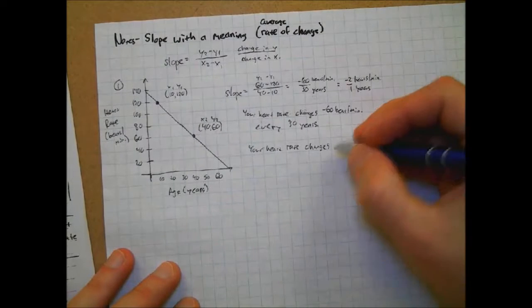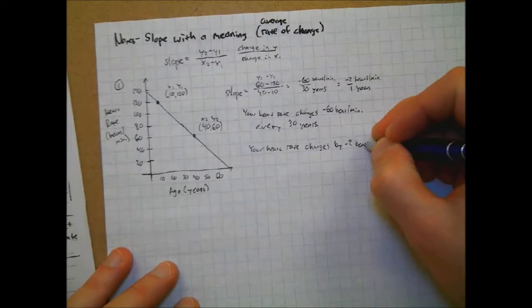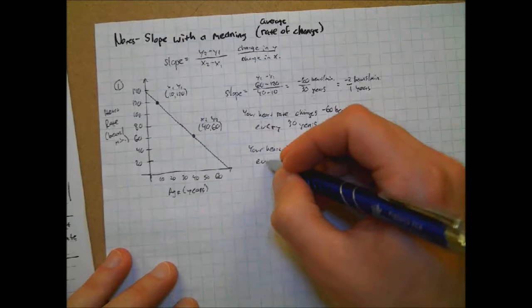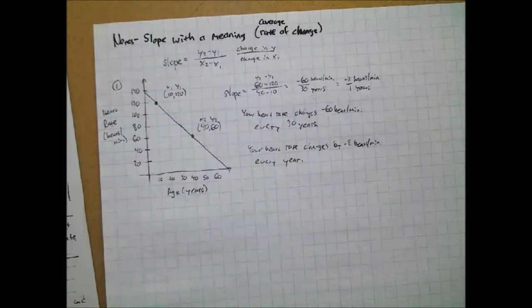By negative 2 beats per minute. Every year, or every 1 year if you like. Yep. Okay? So that's another way to interpret it here.